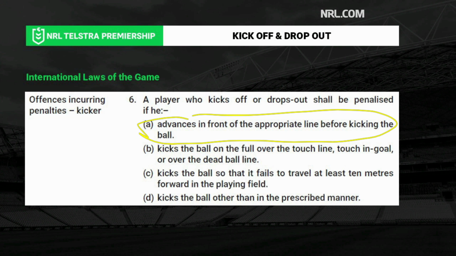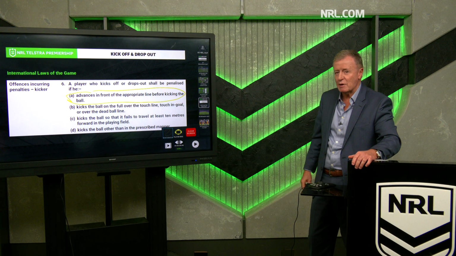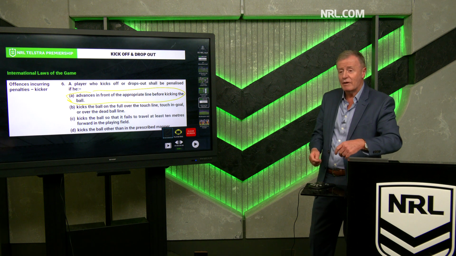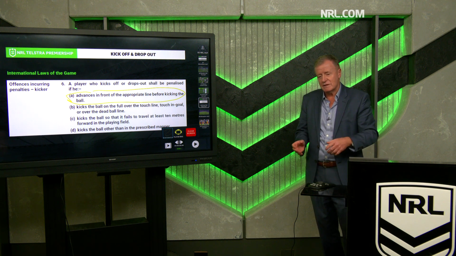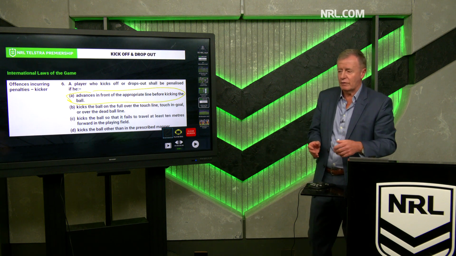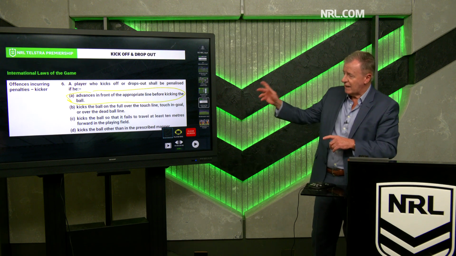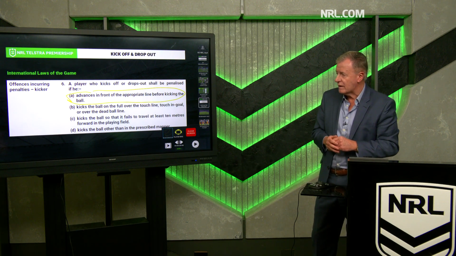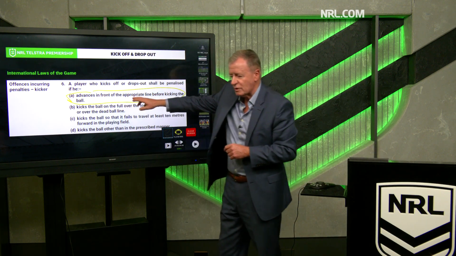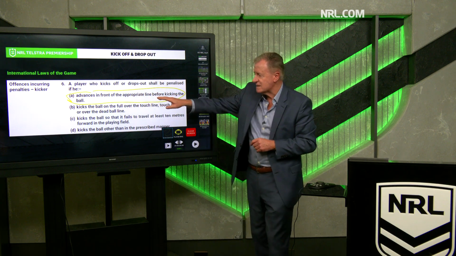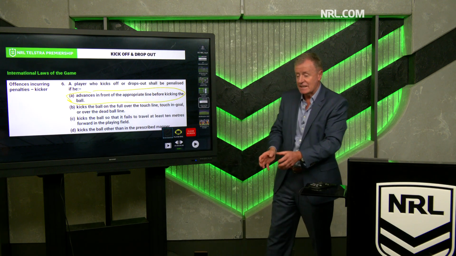Now, this rule has been around forever, and it was written at a time when no one ever had any part of their body in front of the ball because everyone was what they used to call toe pokers. So whether you were drop kicking or goal kicking, you were always behind the ball. And now, of course, with the around the corner type kicking for restarts of play from the halfway and from the goal line dropout, what this point A is referring to, and has always referred to, is a player who actually doesn't kick the ball on the line.